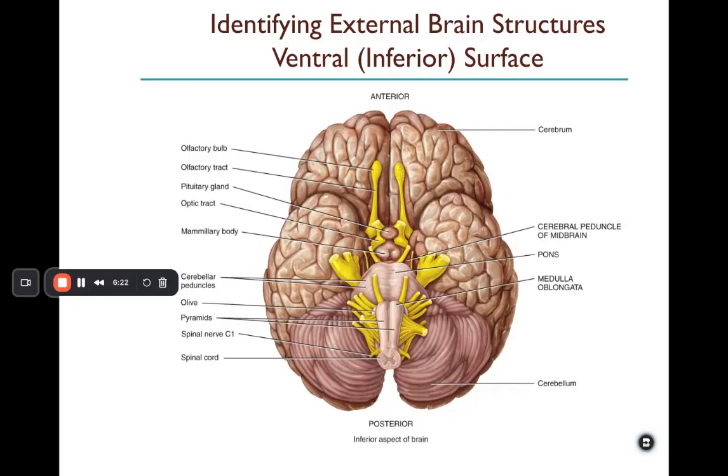But some of these cranial nerves, there's 12 of them. Some of them are going to be motor nerves, that means they control muscles. Some are going to be sensory nerves, that means they have to do with the senses. And some will be both.